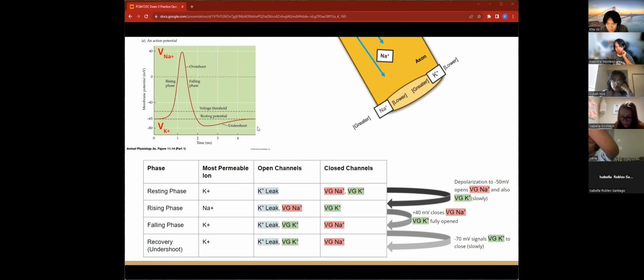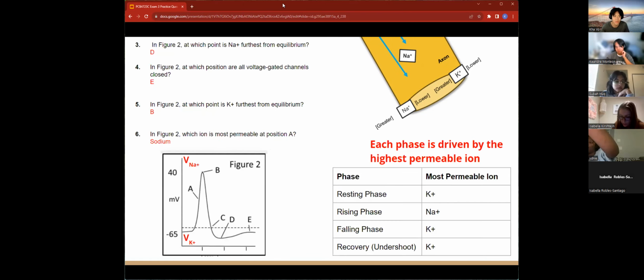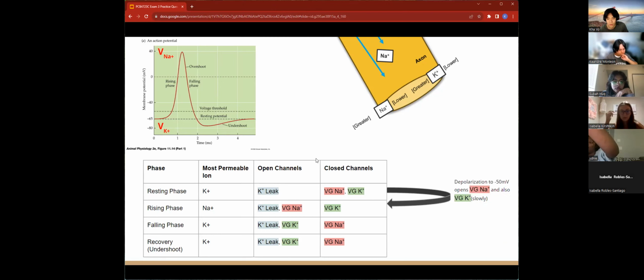Okay, so that explains figure 2 here. Basically, only at the resting phase is only the leaky channel open, and everywhere else you actually have a voltage gated channel open.